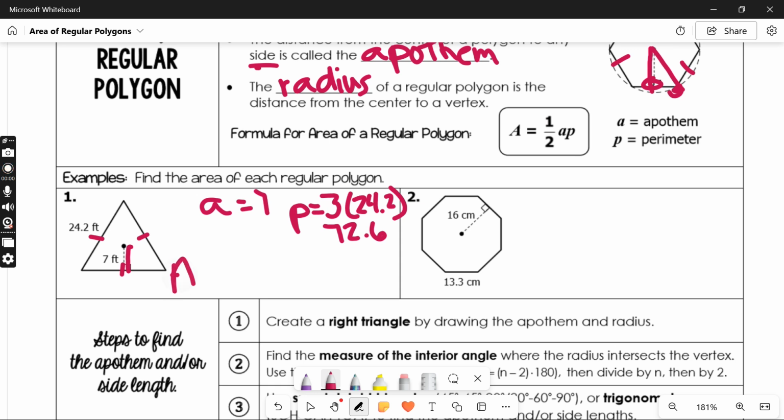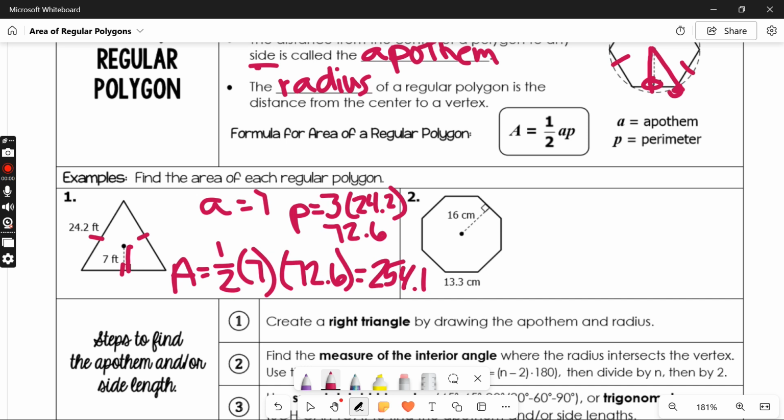So to find my area, I'm going to do 1/2 times 7 times 72.6. And that gives me 254.1. And it would be feet squared.